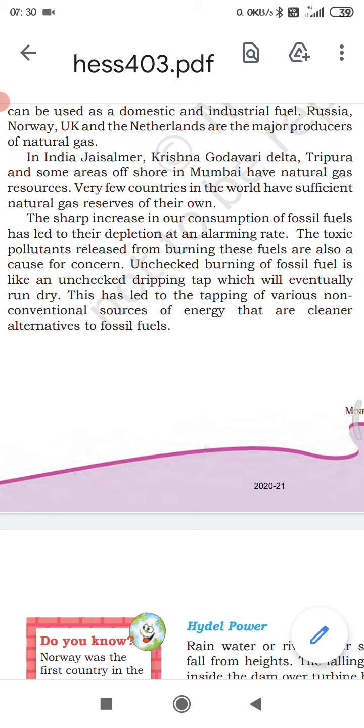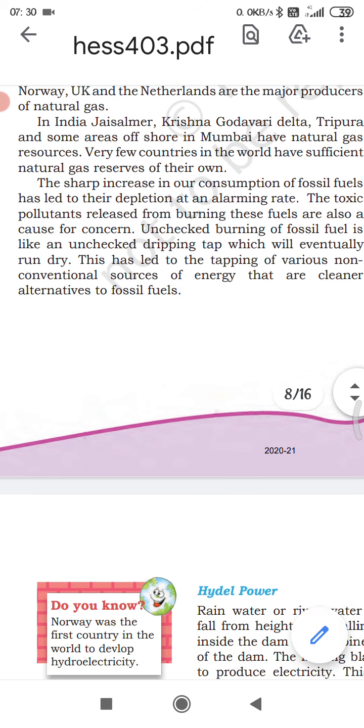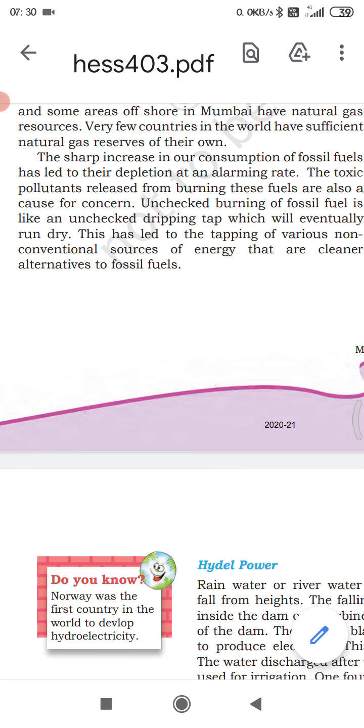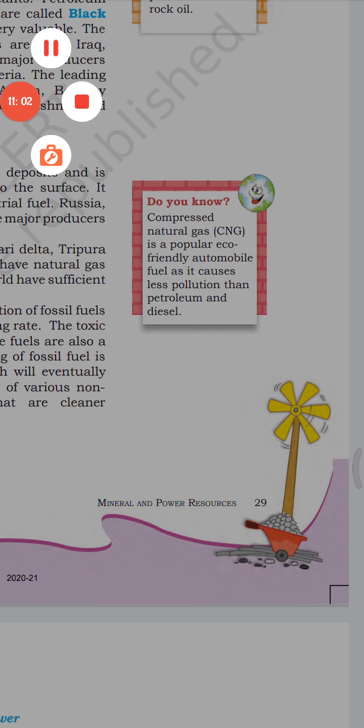This has led to the tapping of various non-conventional sources of energy that are cleaner alternatives to fossil fuels. When we know that these resources will be out of our reach one day and will be exhausted, we are finding some cleaner sources of energy these days. So what are these? We will discuss them later on.